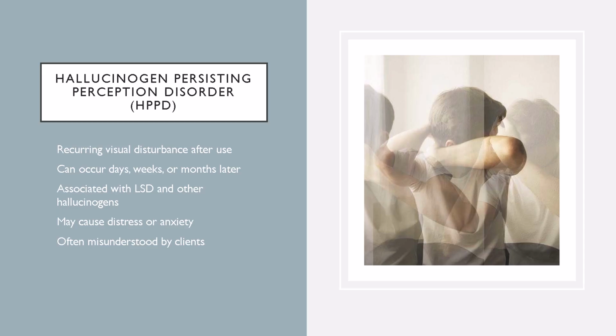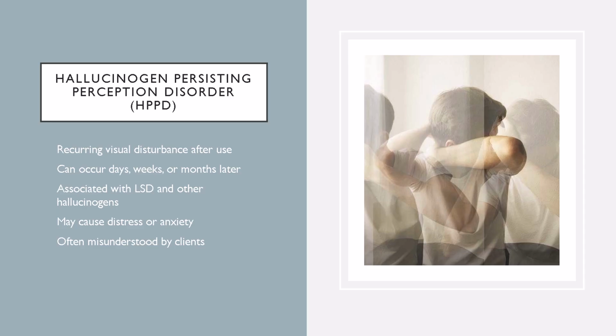Hallucinogen persisting perception disorder, or HPPD, is a condition that's involving ongoing or recurring perceptual disturbances after the use of the hallucinogen. And this is most commonly associated with LSD, but it can occur with other substances as well. So the key feature of HPPD is that the perceptual changes are going to continue after the drug has left the system.